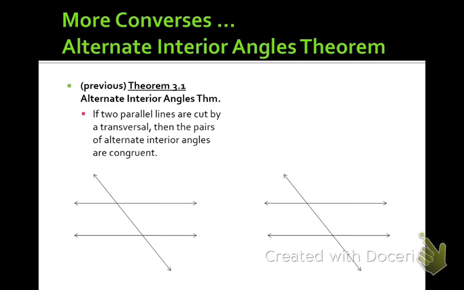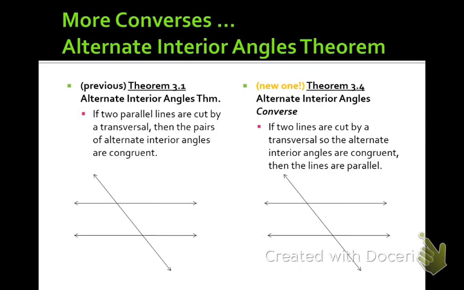Now, more converses. And all we're going to do is from section 3.2, we're just going to flip all of those theorems around, right? And again, it's all about what you know and when you know it. So the alternate interior angle theorem, which says if two parallel lines are cut by a transversal, then the alternate interior angles are congruent. Well, what we can do now is flip that around and say, okay, fine.